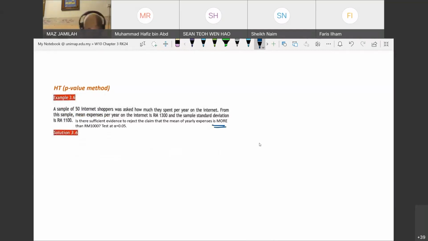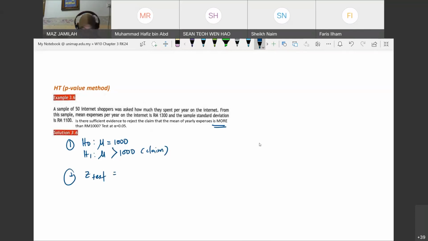Let's say for the second example, using the p-value method, a right tail test. The null hypothesis would be mu equal to 1000, and the alternative would be mu greater than 1000. So this is your claim. Second, the z-test or test statistic: 1300 minus 1000 divided by 1100 over square root of 50. So here you will get 1.9285.